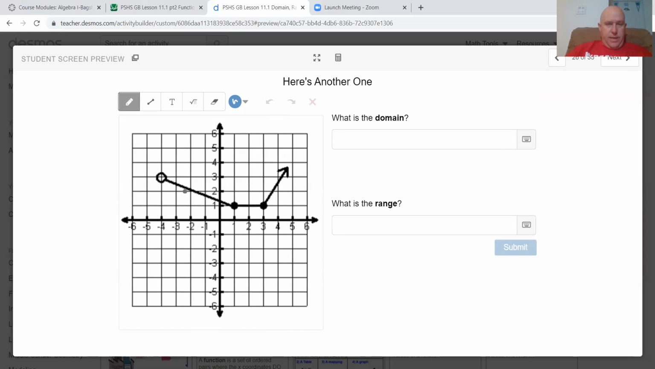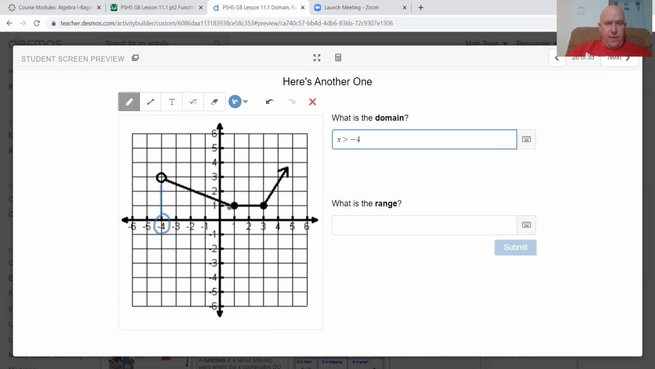So here's one for us to try, domain. So I'm looking where the x values are. Now notice this one continues forever and ever. So the smallest value is -4, but then I can have anything after that. So x is greater than -4. Open circle, so I can't have the equal sign.